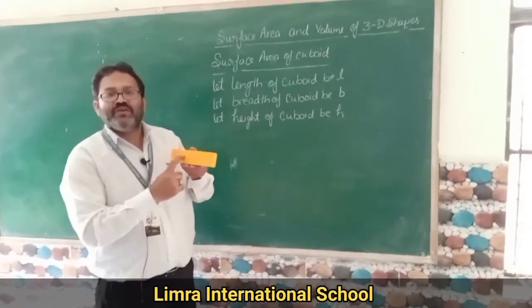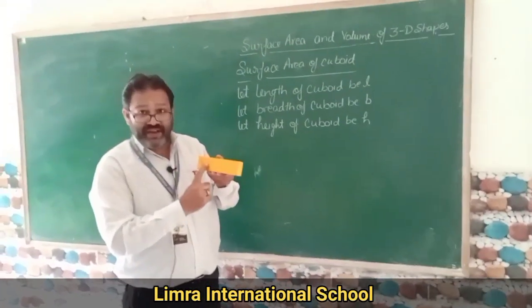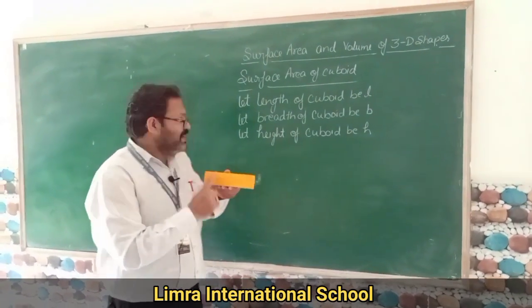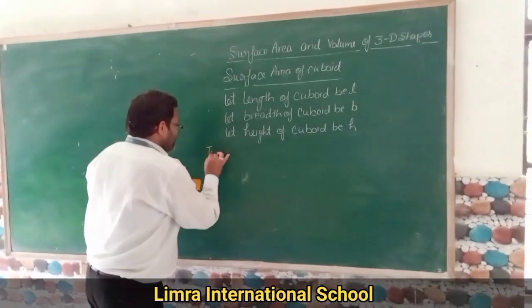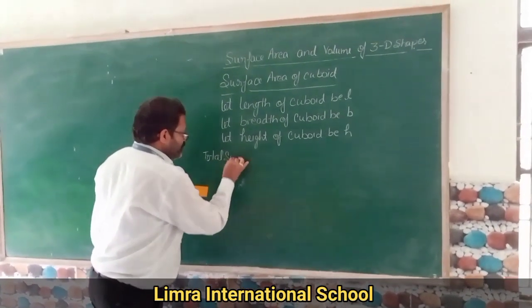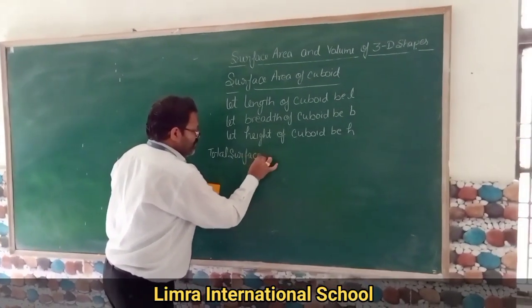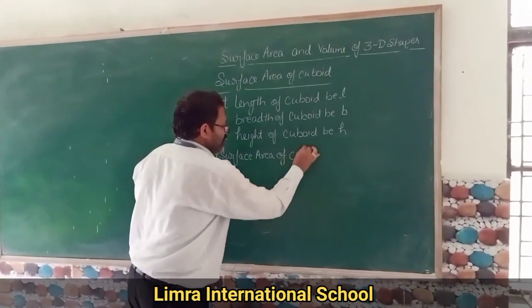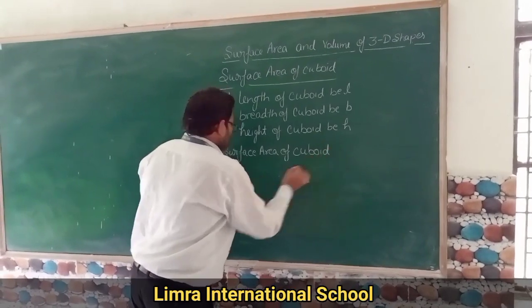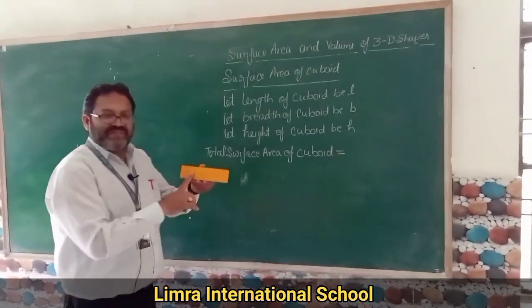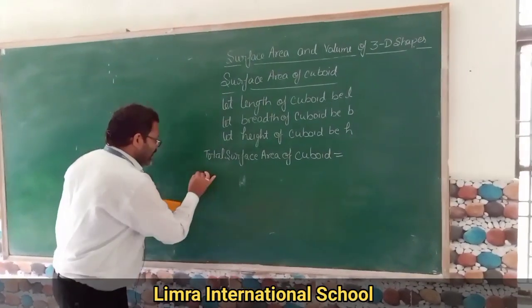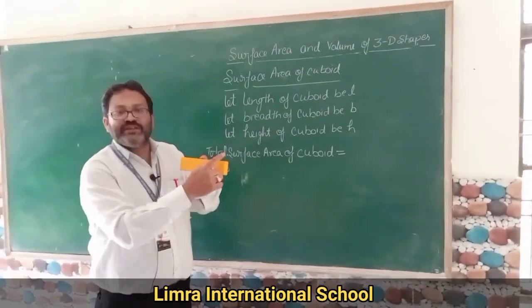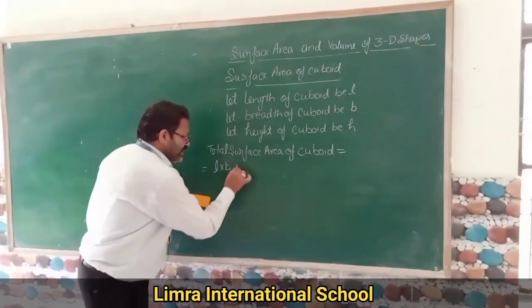Now dear student, this is length and this is breadth. So this is the first surface. What is the area of this surface? You know very well, length into breadth. This is called the area of the first surface. So you can say the total surface area of the cuboid equals first surface, length into breadth. At the second surface also length into breadth. So you can write here plus L into B.